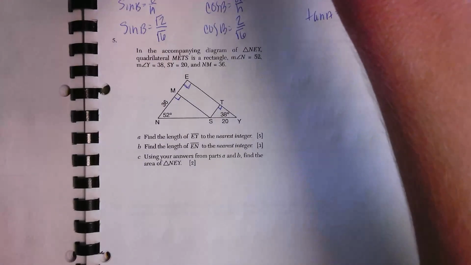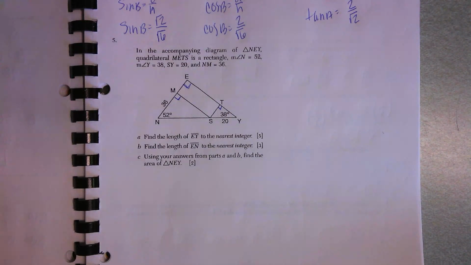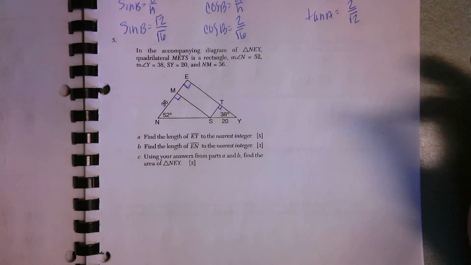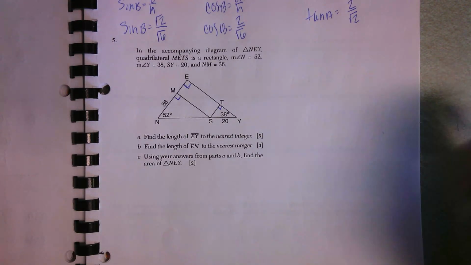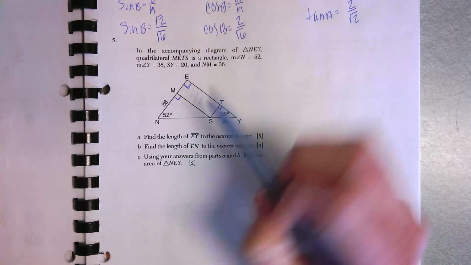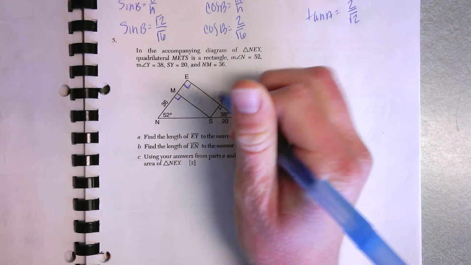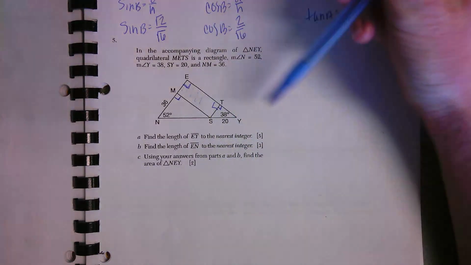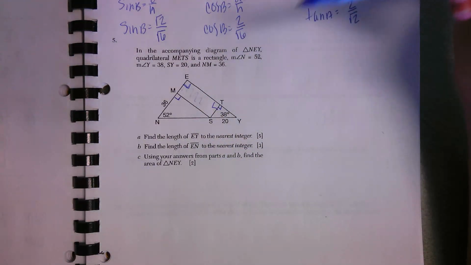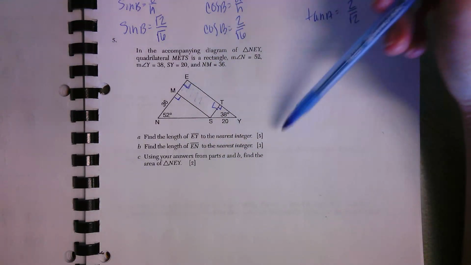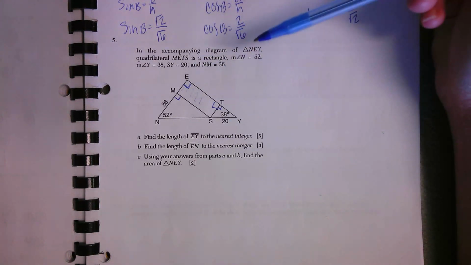Now this has nothing to do with cofunctions, but it's a funky SOHCAHTOA problem that's good for you guys to see. So let's take a look. So in the accompanying diagram of triangle NEY, quadrilateral METS is a rectangle, so this is a rectangle. As you guys can see, I drew in some right angles here, just to give us an idea of what triangles are right triangles and what we're looking at.